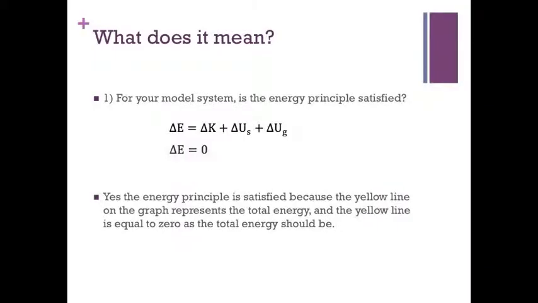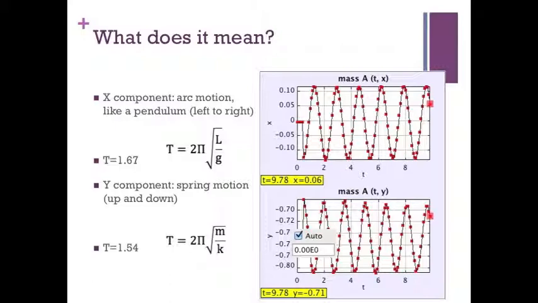In order for the energy principle to be satisfied, the delta E of the system must be equal to 0. Since the yellow line when I run my code is equal to 0, the energy principle is satisfied in my model. For the second part, what does it mean, I calculated the x component and y component of the motion separately.